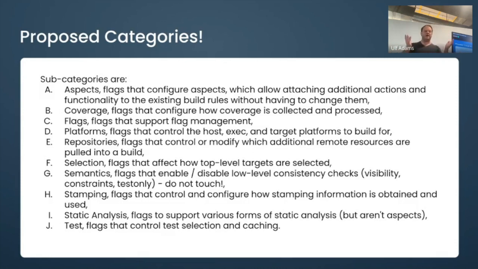We have stamping flags. These are flags that control and configure how stamping information is obtained and used. Stamping is the process of putting some information about the build into your binaries. Now, this is especially useful when you do a release build. You want to put a release number into your binary. Excellent use case. Now, what you might not want to do is to have stamping enabled all the time, because that can be very expensive.